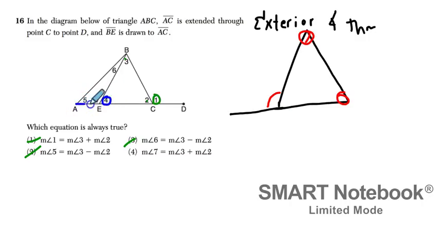4 is an exterior angle of triangle AEB. The 2 remote interior angles, sorry, I take that back. I was reading it wrong. 7 is an exterior angle of triangle EBC. And the 2 remote interior angles are angles 3 and 2, just like the picture I drew. So this angle is equal to the sum of these 2 according to the exterior angle theorem.